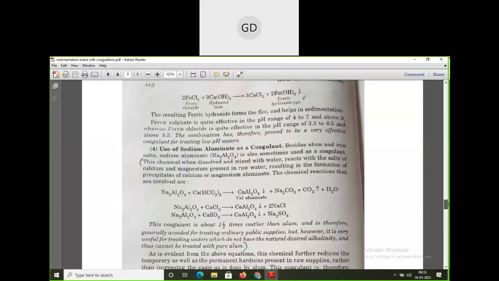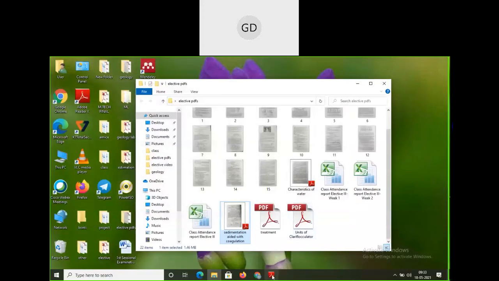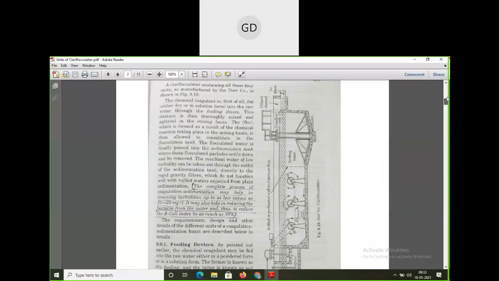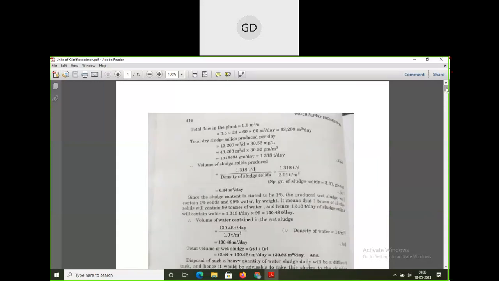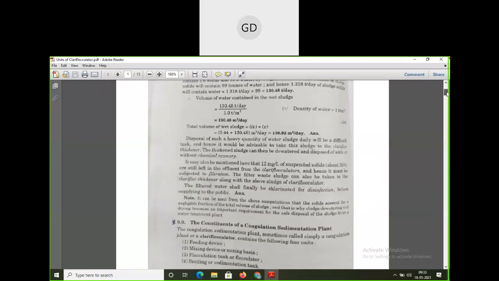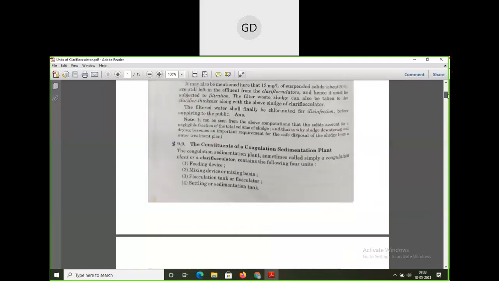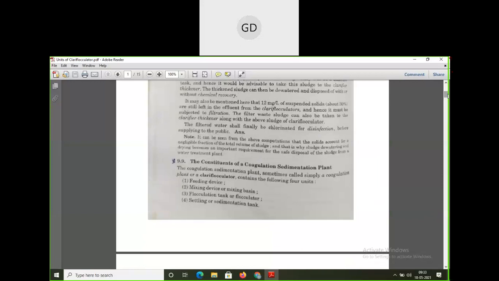So this was all about sedimentation aided with coagulation. Now we will come to the next topic, the continuation of sedimentation coagulation itself, that is the constituents of a coagulation sedimentation plant. We have first learned that in sedimentation coagulation we add chemicals or coagulants, after that a flock is developed, and after the flock is developed the particles settle down and are removed through the outlet of the sedimentation tank.